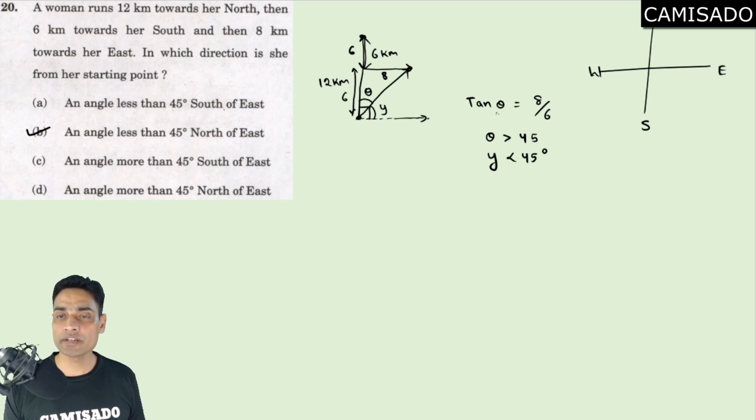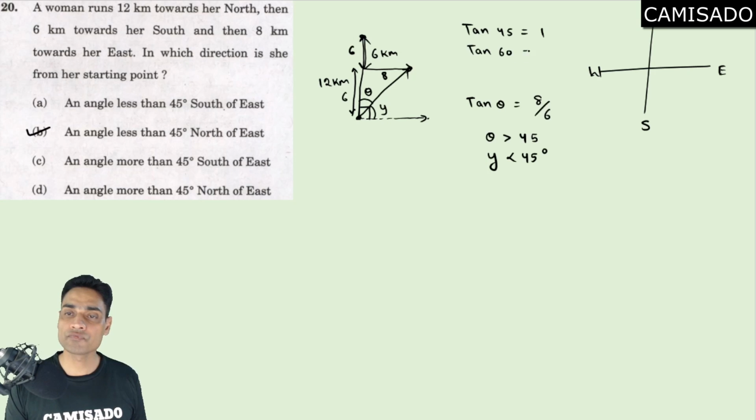If anyone has any doubt, what I have written here is tan theta equals 8/6, greater than 1, because tan 45 is 1 and tan 60 is √3. Tan 30, if you know, is 1 upon √3. So this value is greater than 1, here this value is also greater than 1. So as the angle increases from 45 to 60, the value is increasing. This value is already greater than 1, so definitely the angle will also be greater than 45. Then only it's possible. So this is the way of understanding this particular problem, I think.